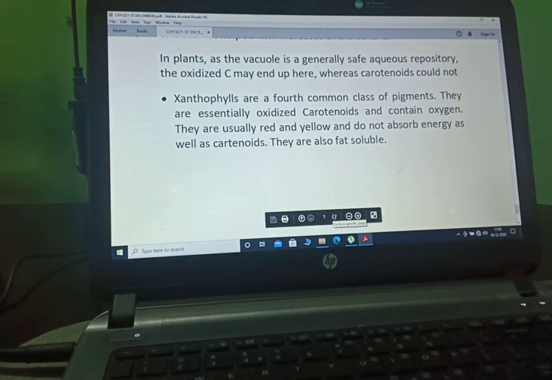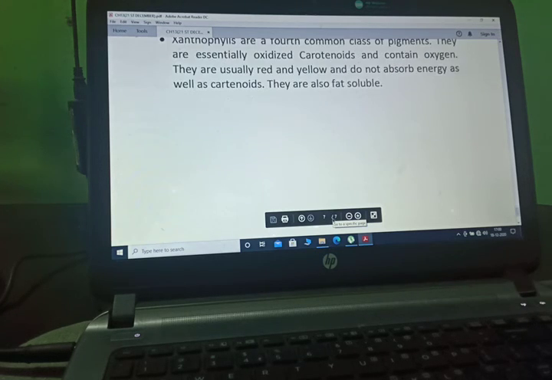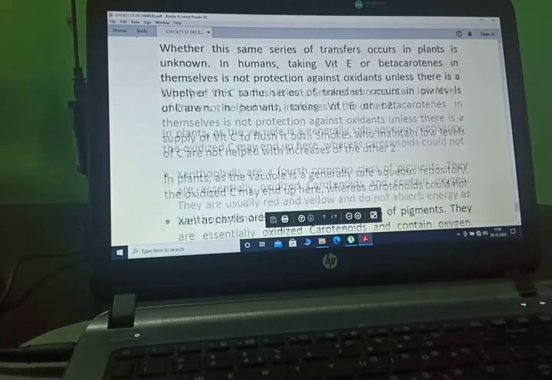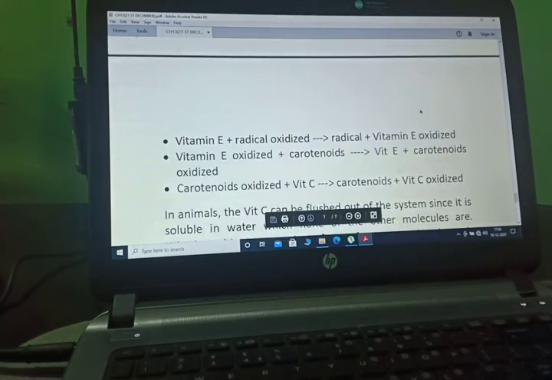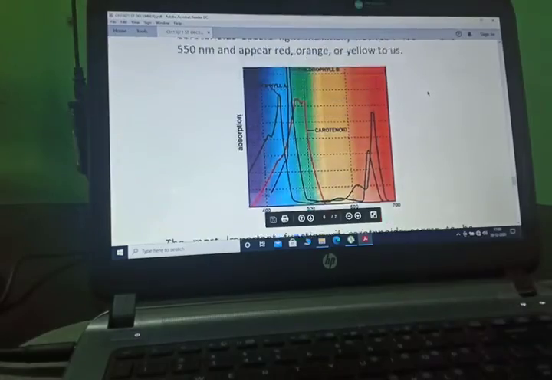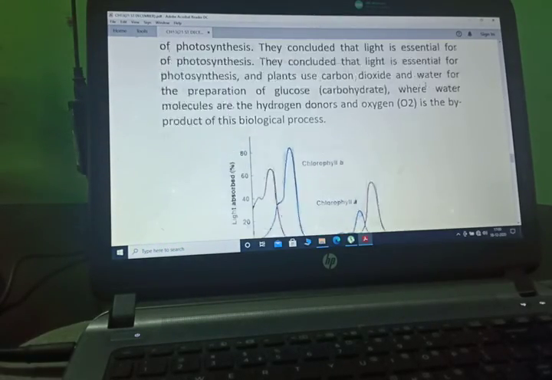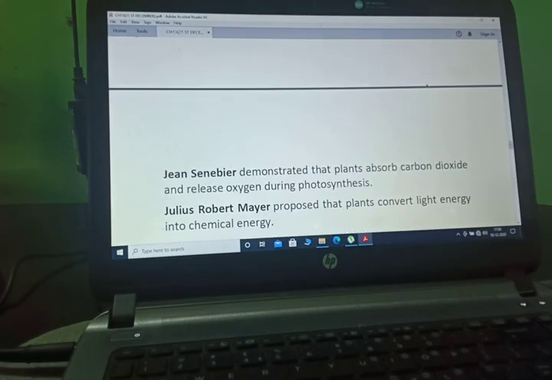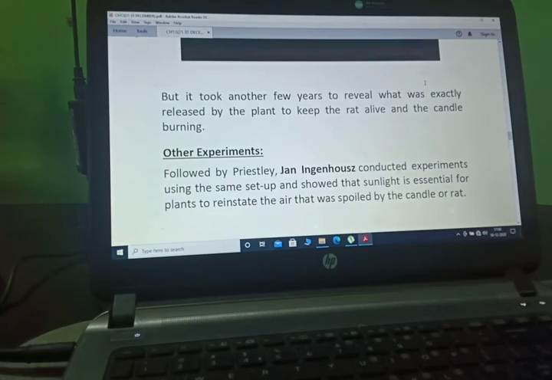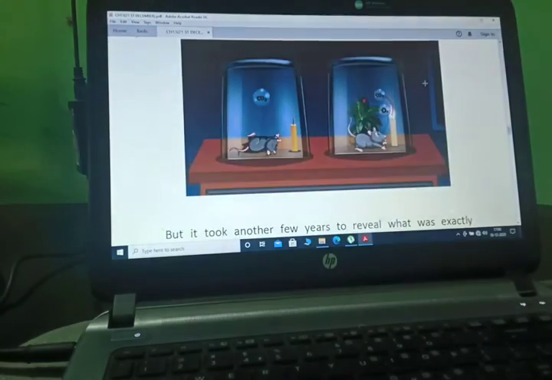Xanthophylls are the fourth common class of pigments. They are essentially oxidized carotenoids and contain oxygen, and they are usually red and yellow and do not absorb energy as well as carotenoids, and they are fat soluble. So we have studied the pigments of plants: chlorophyll A, chlorophyll B, carotene and xanthophyll. Apart from that, we studied other experiments.